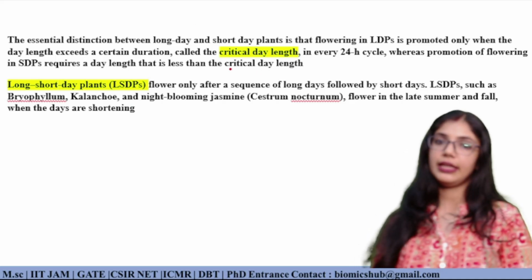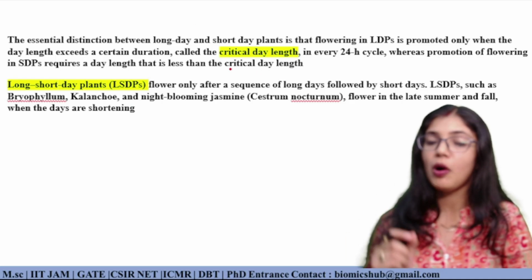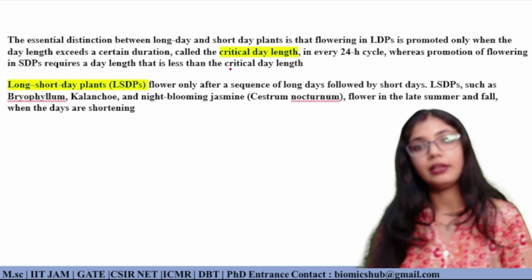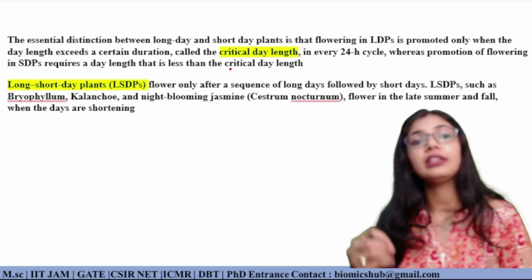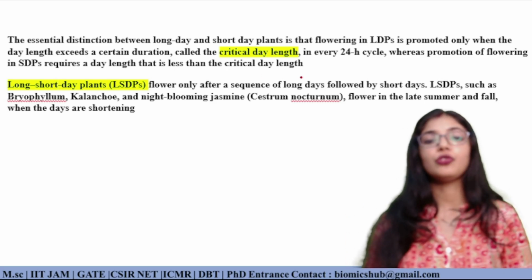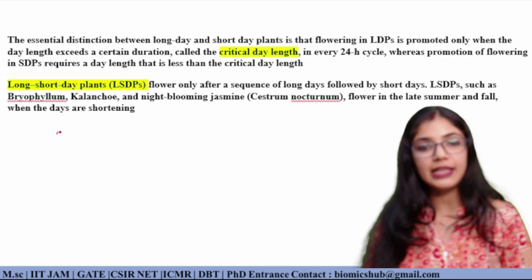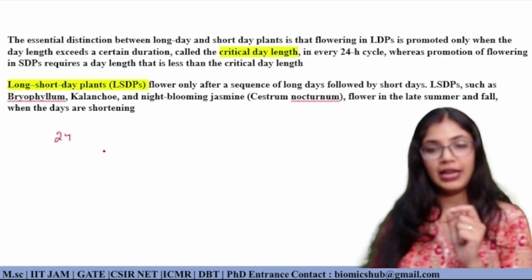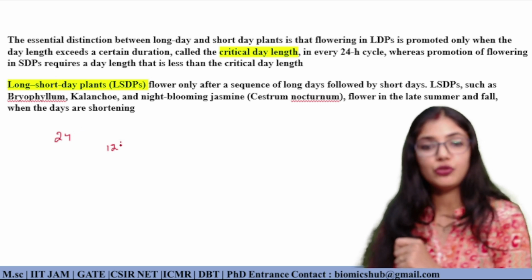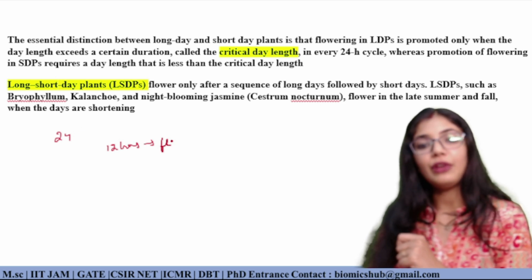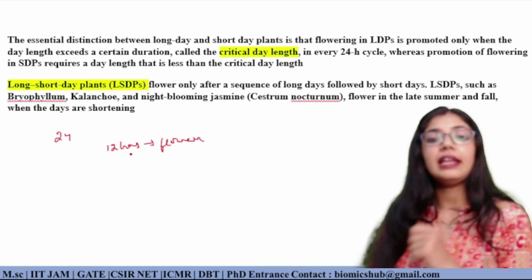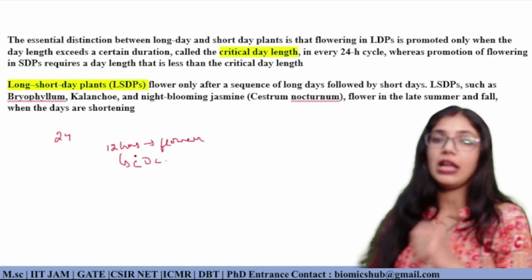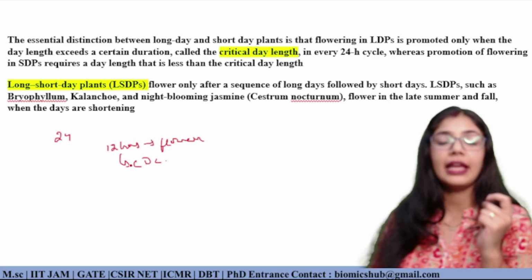What do you mean by critical day length? It is the minimum amount of day length which a plant needs for doing the flowering. Suppose there are 24 hours in a cycle, and the minimum amount of light which a plant needs is 12 hours for doing the flowering. So the critical day length for this plant is 12 hours. Before that it cannot flower.